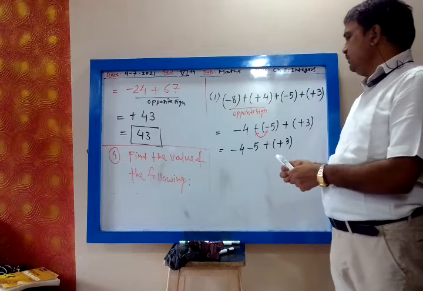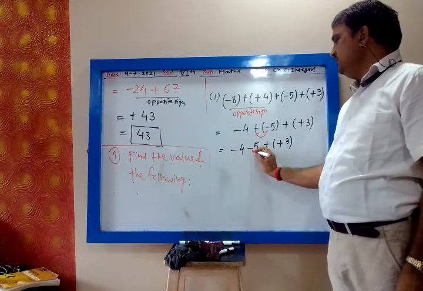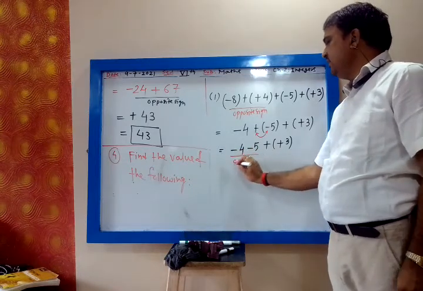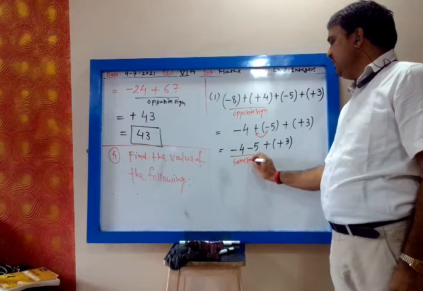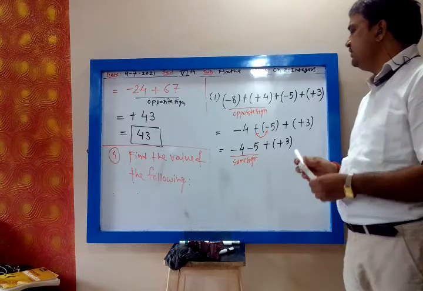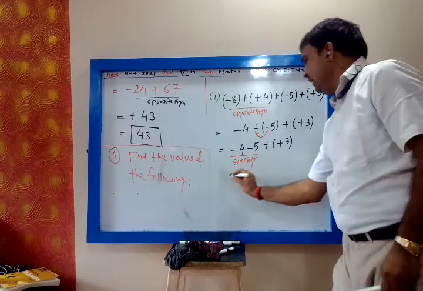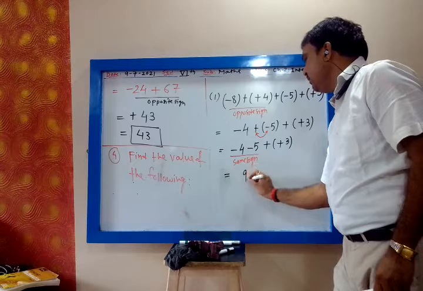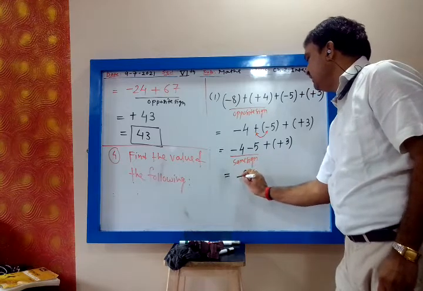Now let us see. What is sign of these two? Minus sign, minus sign. So they have same sign. Whenever they have same sign, you have to add the number and take the common sign. So 4 plus 5 is 9. Common sign minus will be minus 9.